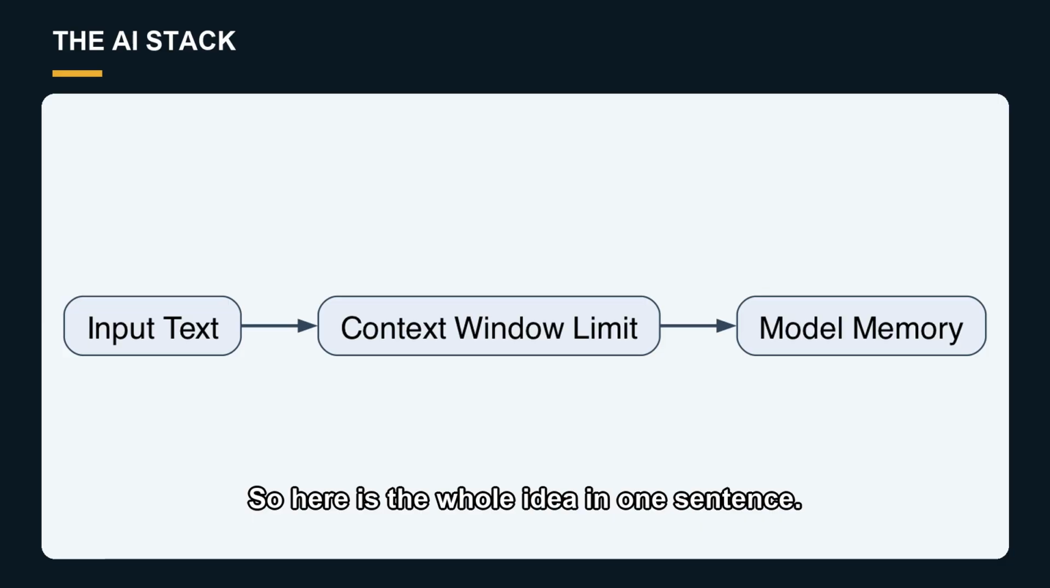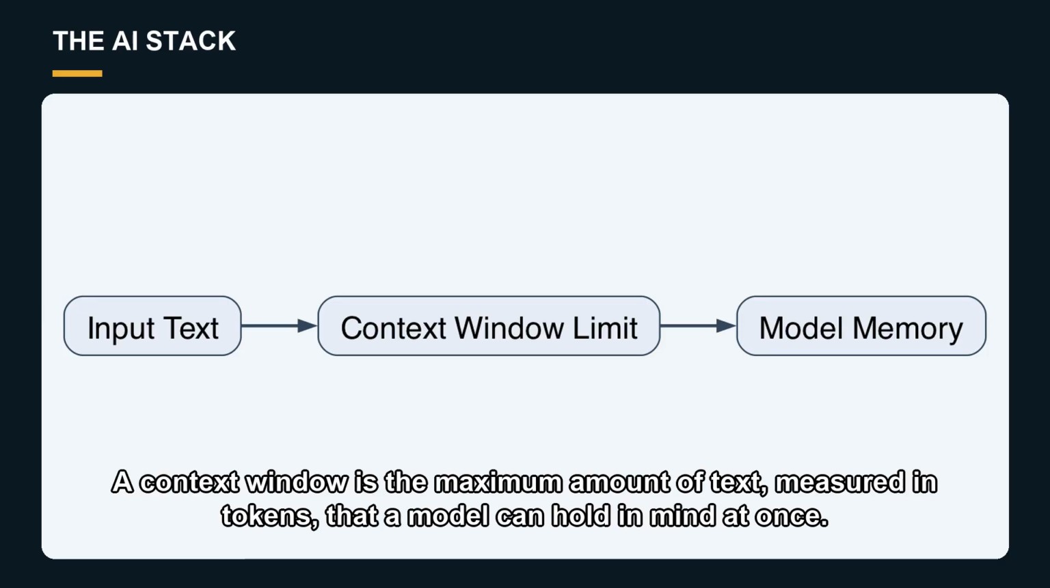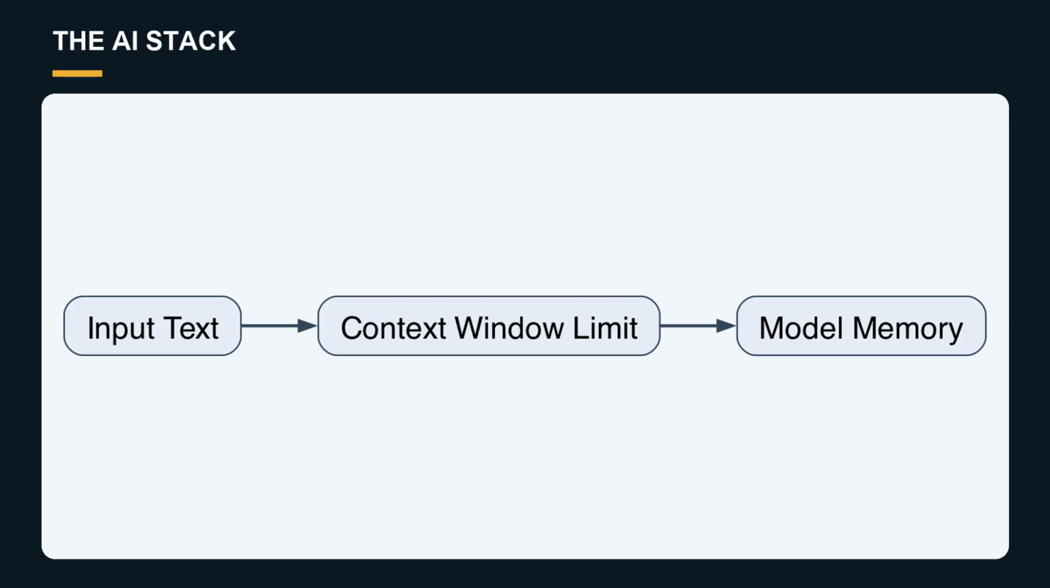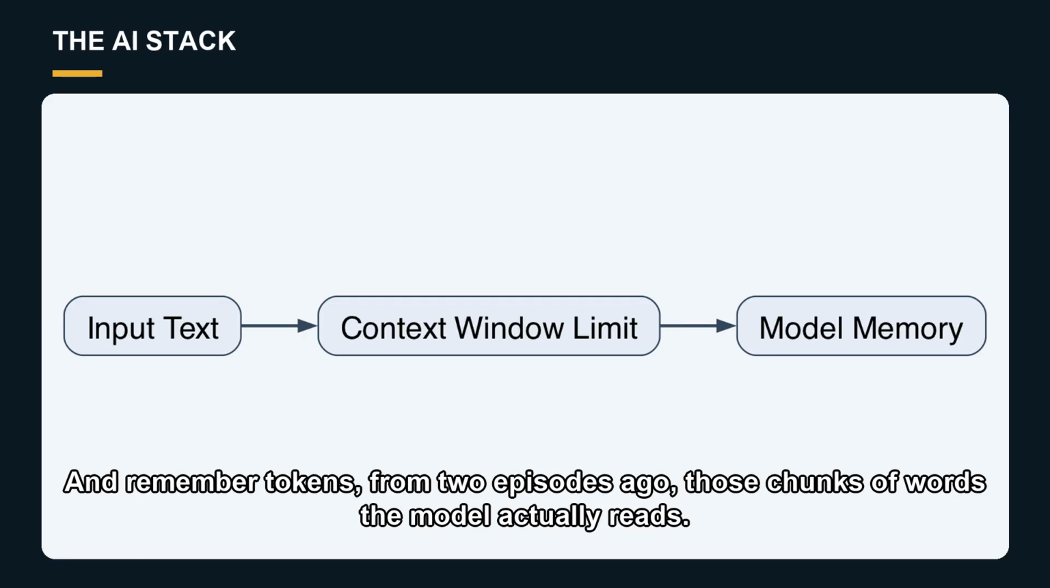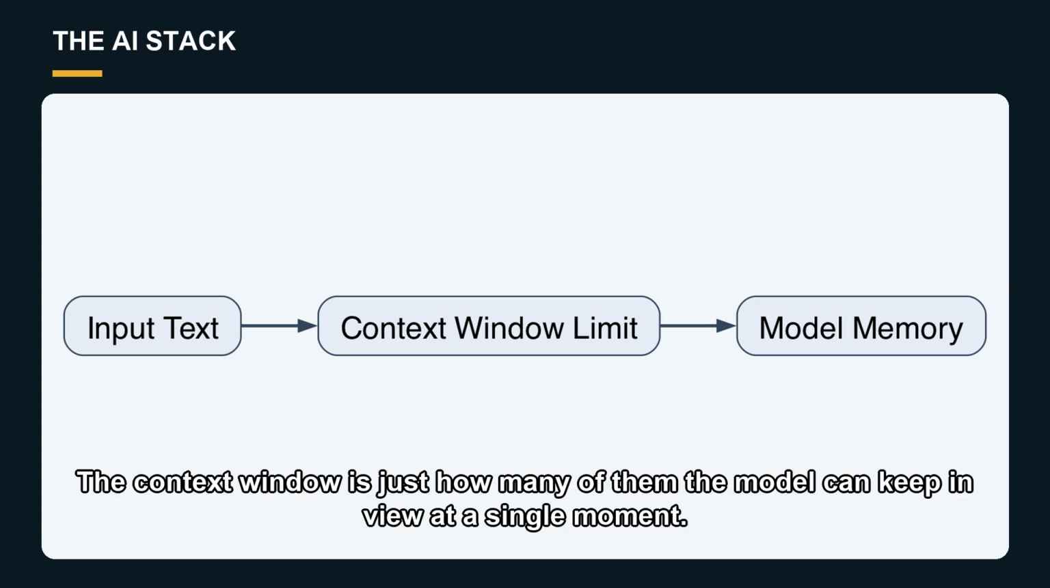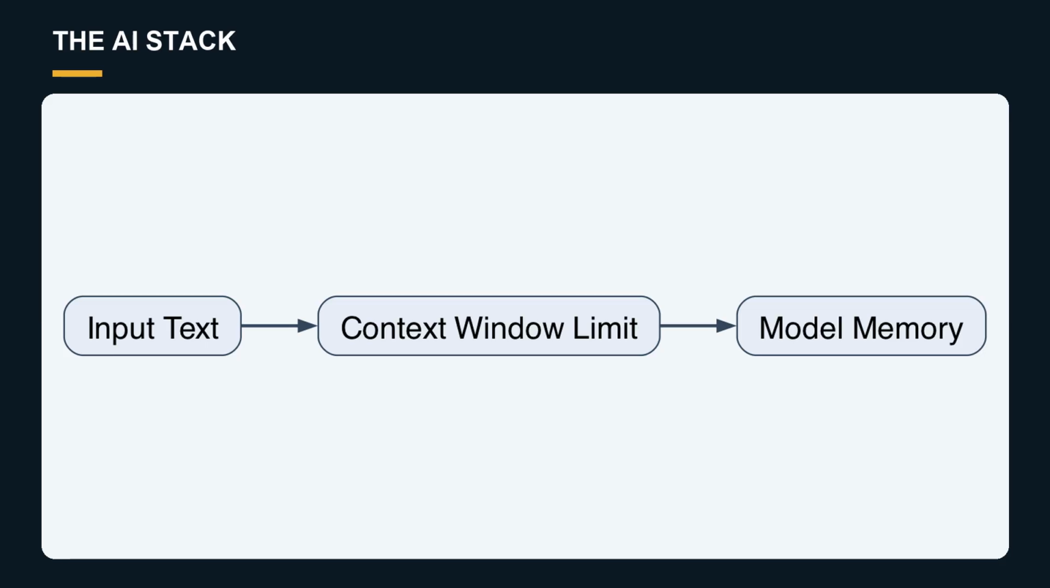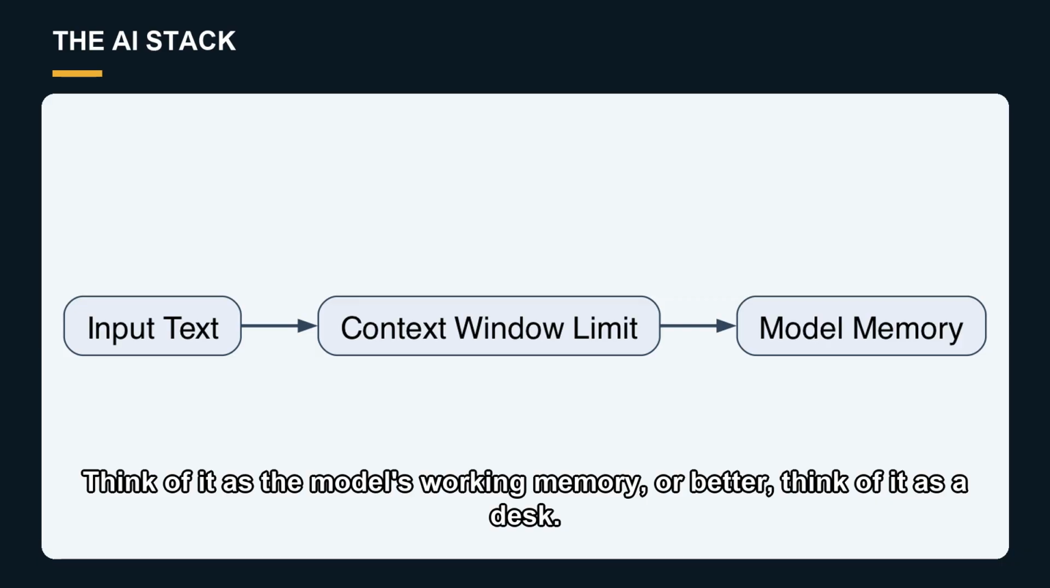So here is the whole idea in one sentence. A context window is the maximum amount of text, measured in tokens, that a model can hold in mind at once. And remember tokens? From 2 episodes ago, those chunks of words the model actually reads. The context window is just how many of them the model can keep in view at a single moment. Think of it as the model's working memory, or better, think of it as a desk.